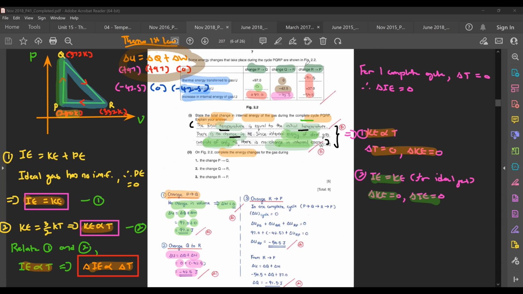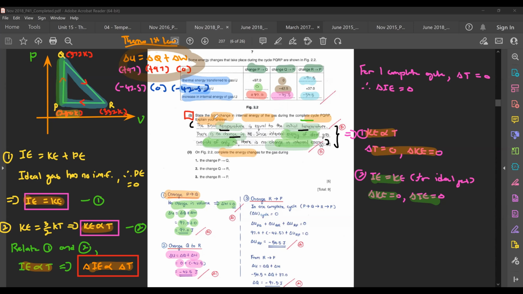from changes from R to P, they only give you the work done on gas as plus 37 joules. And then they did not give you the values for thermal energy transfer to the gas as well as increase in internal energy of the gas. The previous two, you had two complete values and just one missing value. But this current one, you have two missing values and just one complete value there. So this one is a bit complicated. You have to make use of what you have actually explained here in part 1.